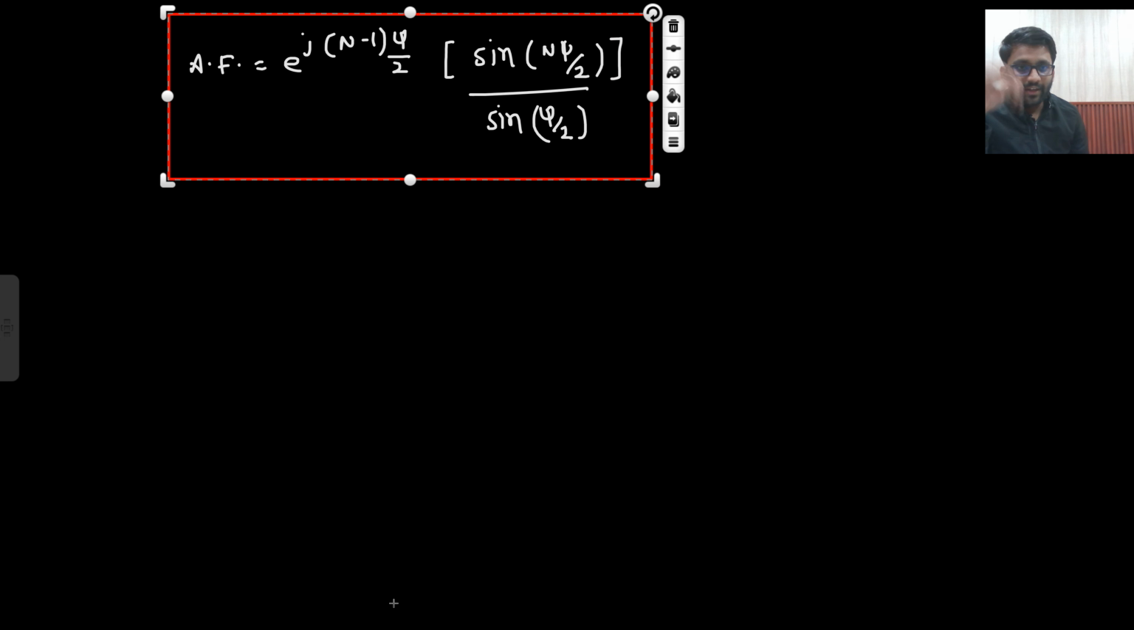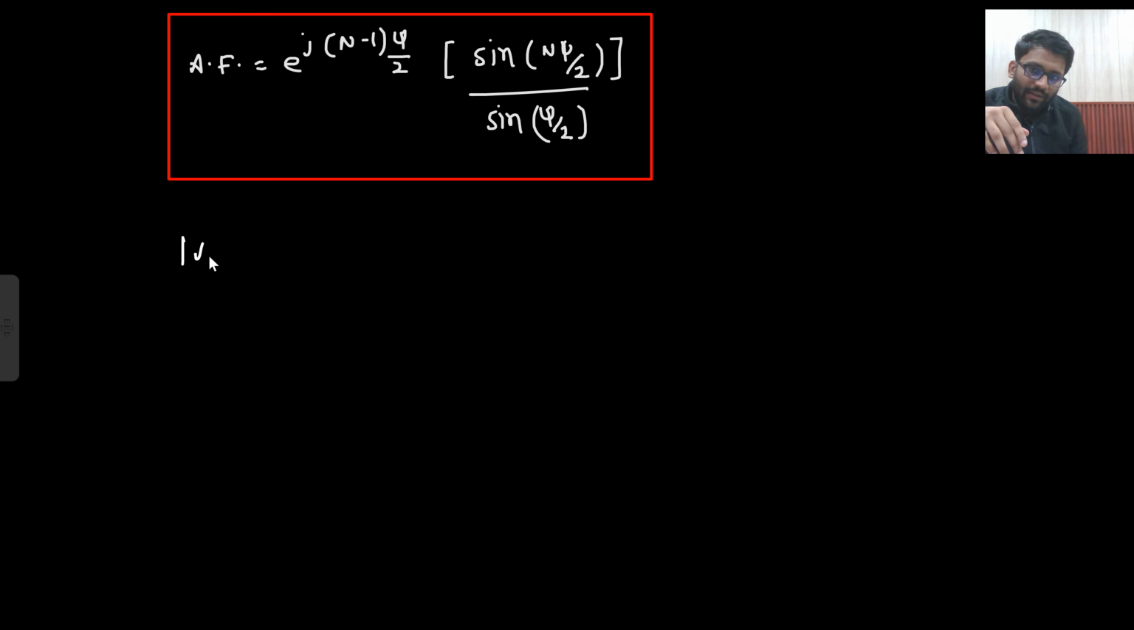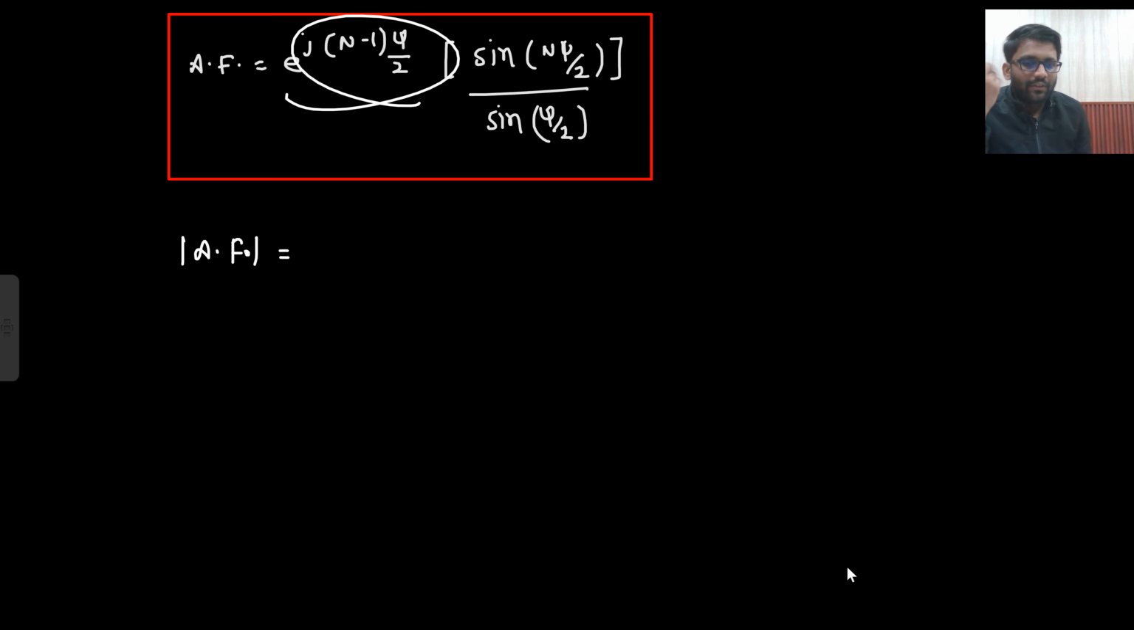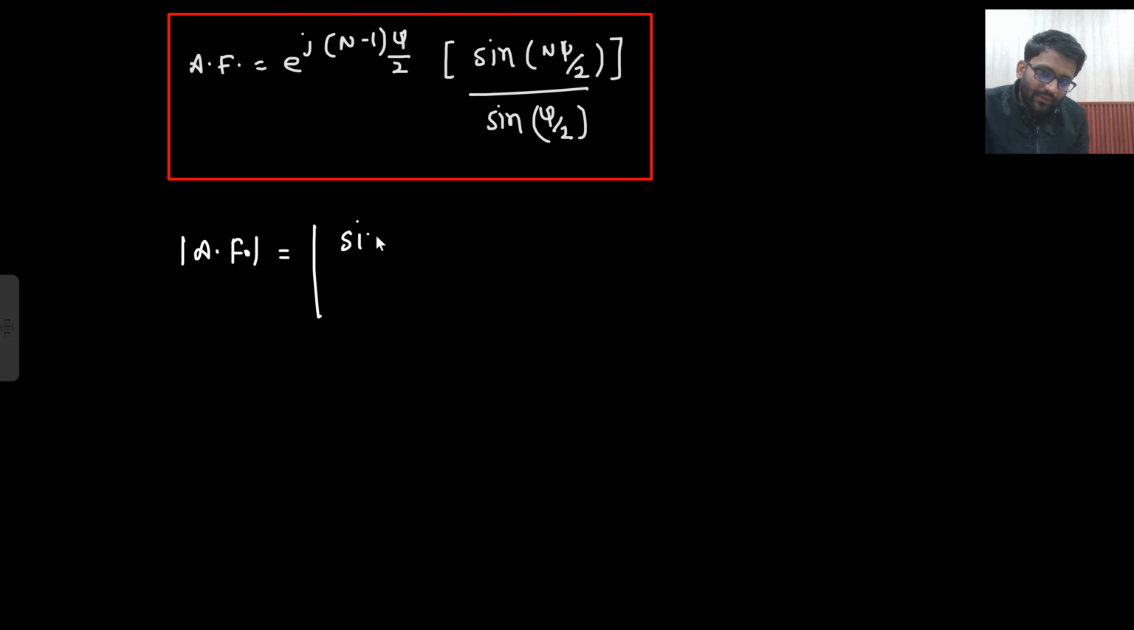But if I talk about the magnitude of the array factor, what will be the magnitude of this one? 1. What will be the magnitude of e to the power j theta? That would be 1. So if I talk about the magnitude, then this is the magnitude I am getting.